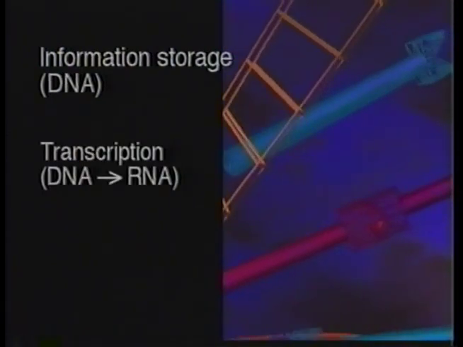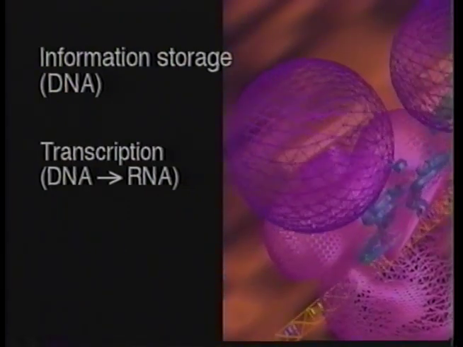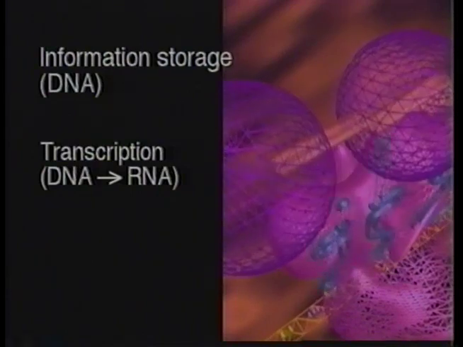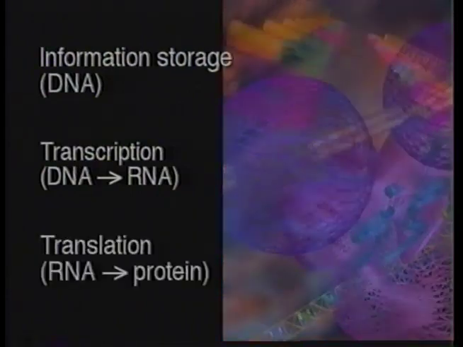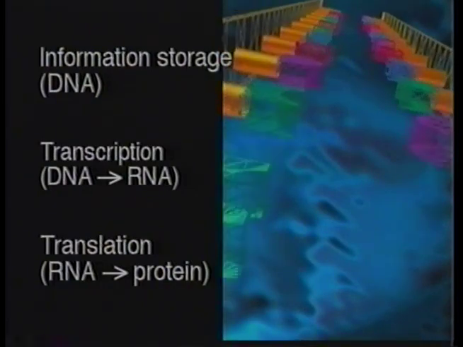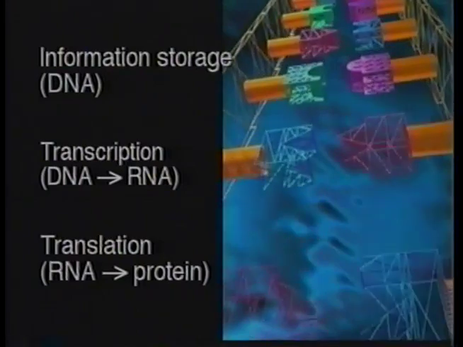First, we'll describe the information storage system of a cell, the cell's DNA. Then we'll look at transcription, the process by which the information is copied to RNA so that it can travel to the cytoplasm. Finally, we'll describe translation, where the information in RNA is used to assemble amino acids into polypeptides and proteins.